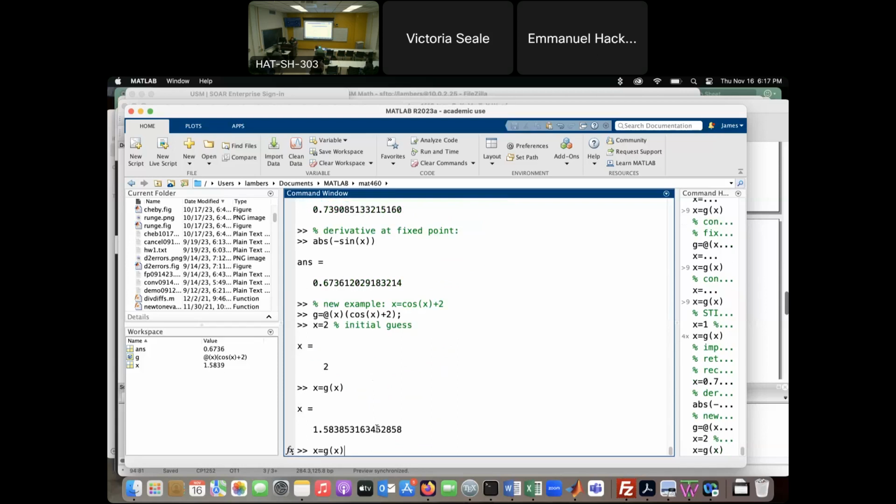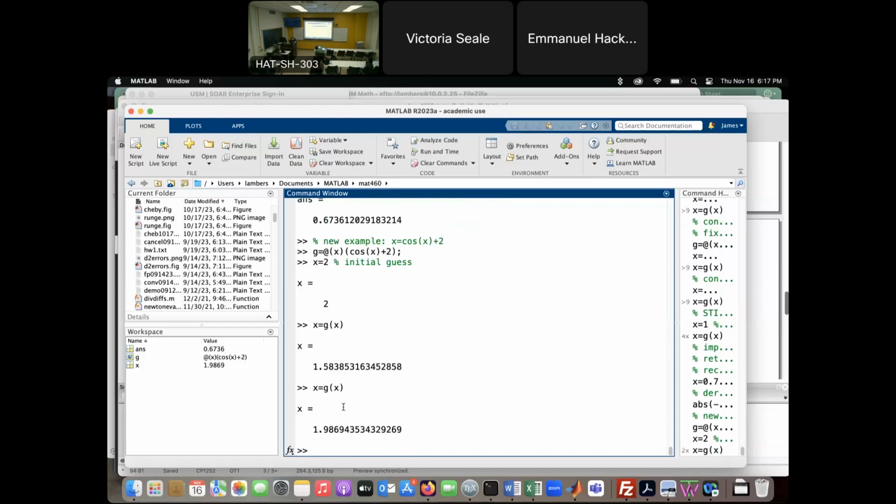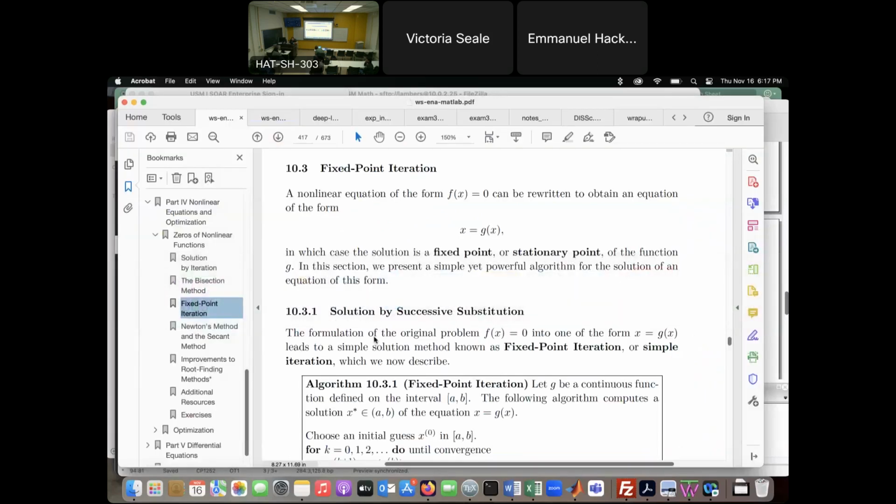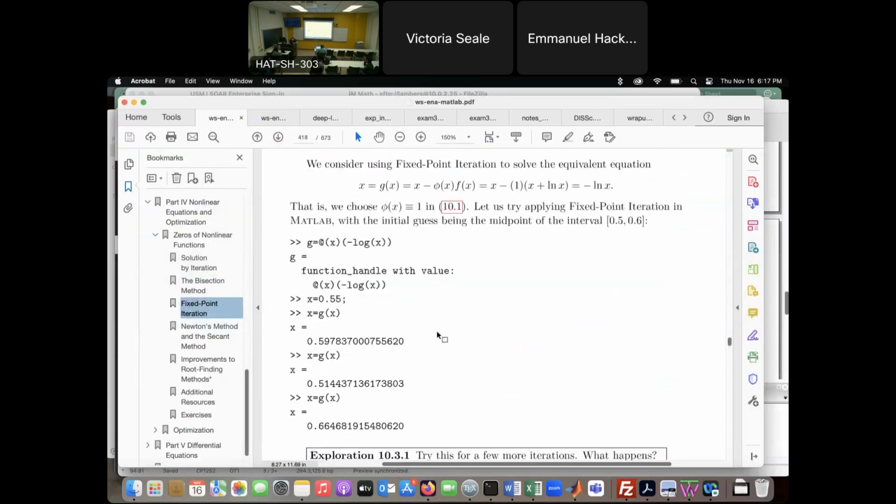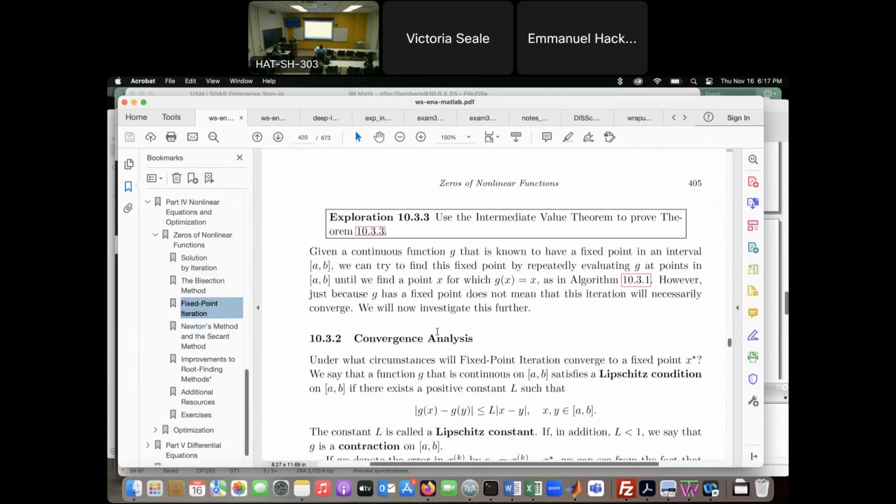And then I do it again, and it jumped quite a bit. Now it decreased again: 1.58 to 1.98, and then back to 1.59. So I start at 2, then it bounces to nearly 2 and then roughly 1.6, and then back to 1.97. It's bouncing back and forth, so it's definitely not what we want. I'll show you a picture of this from the textbook of what happens if I were to continue.